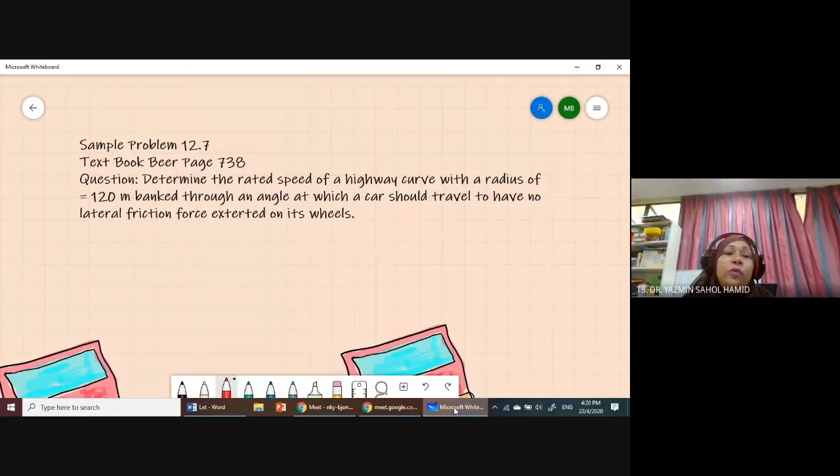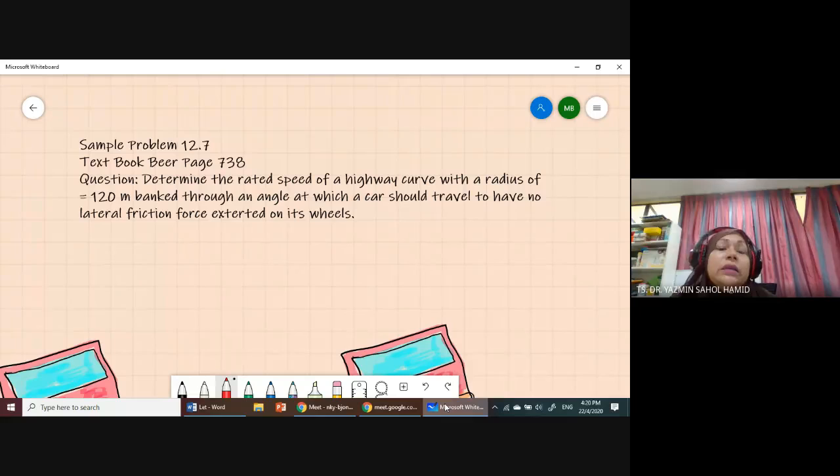Today we are going to discuss a problem related to Newton's second law. The sample problem is number 12.7, provided in your Beer textbook, page 738. Before we begin, I would like you to close your textbook. Please do not look at the solution, and let's try to solve this question together.